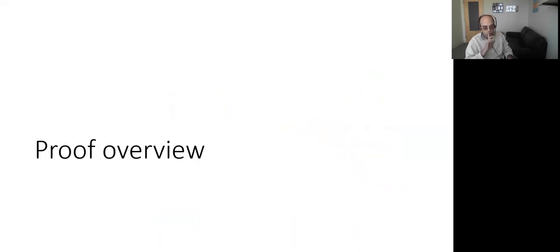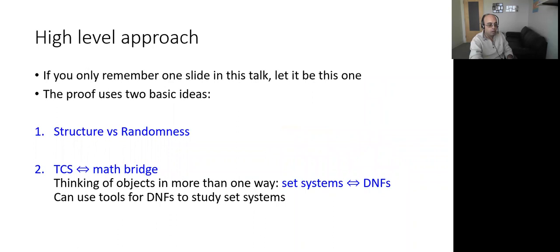Okay. So let me talk about the proof. Again, like I told you, the two main ideas that will come across in this talk are these two paradigms. One is this structure versus randomness. That's going to come up again and again and again. And the other one is this TCS and math bridge.